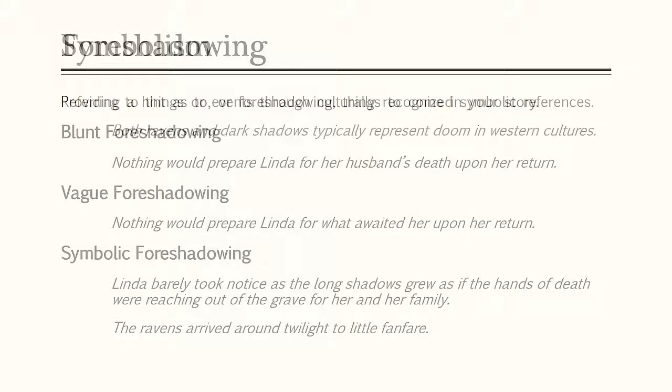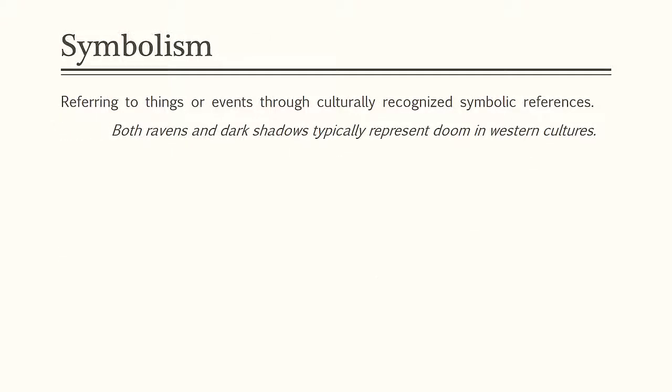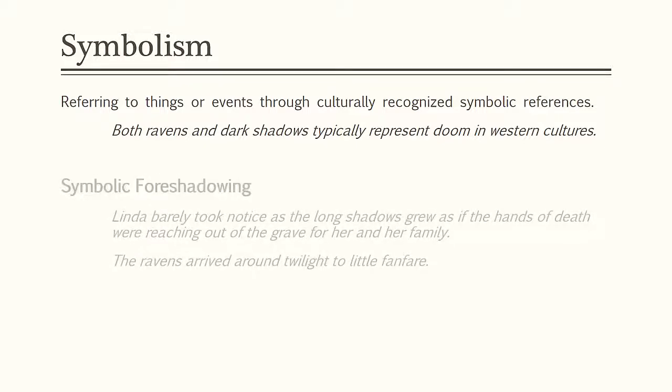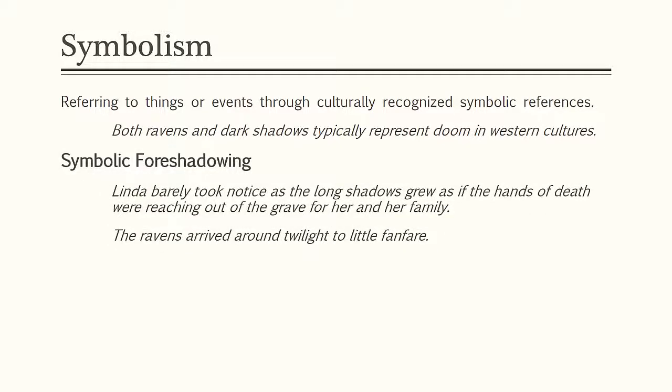The next thing I wanted to talk with you about is symbolism. So, referring to things or events through culturally recognized symbolic references. So recognize this: in Western culture, both ravens and dark shadows typically represent doom. So in that previous example where Linda barely noticed the shadows that grew as if hands of death were reaching out of the grave, that's pretty ominous. But even the ravens arrived at twilight to little fanfare.